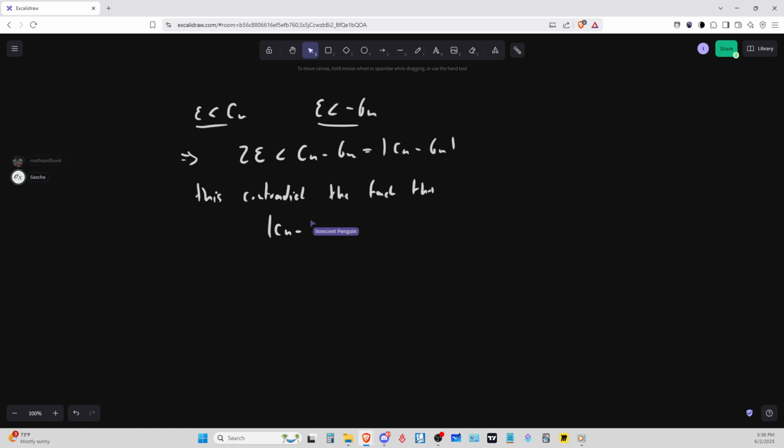Well, I guess I would put the absolute value, but it doesn't change much. Cn minus Bn is supposed to go to 0, so I guess I can even get rid of those. Do Bn and Cn have the same sign? Have the same sign, right? Yeah.